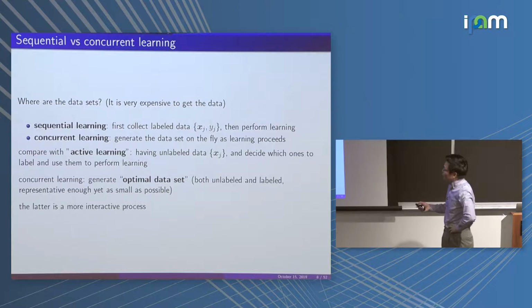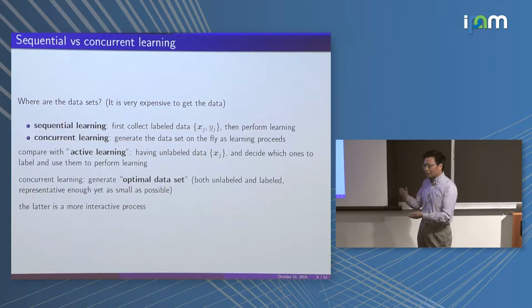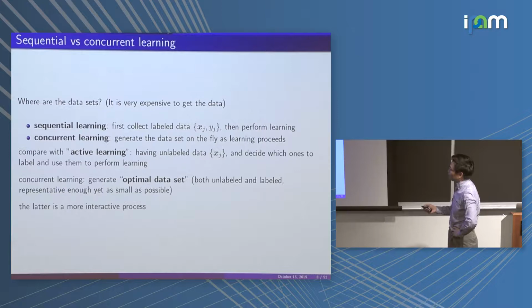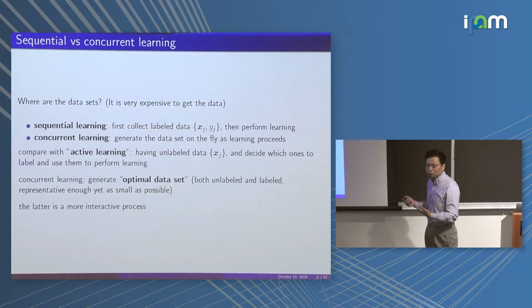And the other scenario is that you generate the data on the fly as learning proceeds. In the beginning, as it starts, there's no data. So you generate data, and then you do the modeling, so interactively. So this is the scenario that we'll be emphasizing. And I want to put this up because, number one, this is a little bit different from what people in machine learning used to do. Number two, there are a lot more interesting questions that happen here, particularly from a mathematical viewpoint.